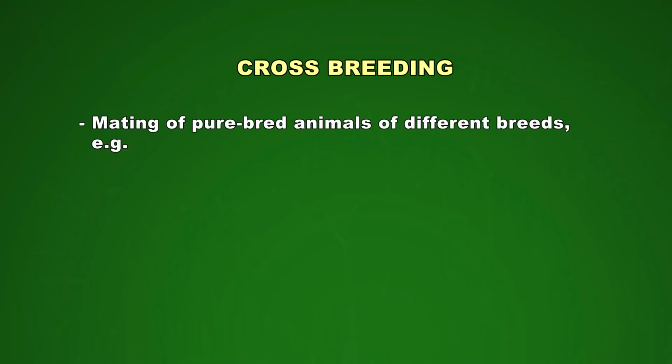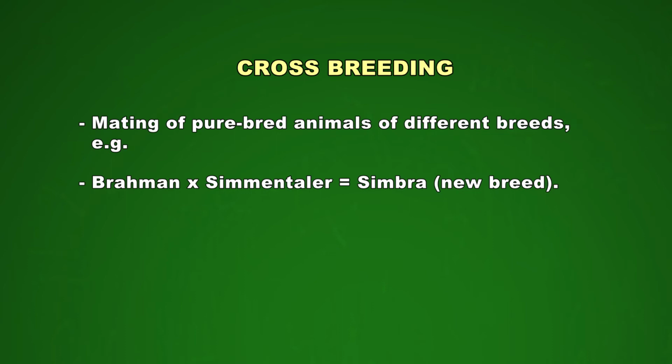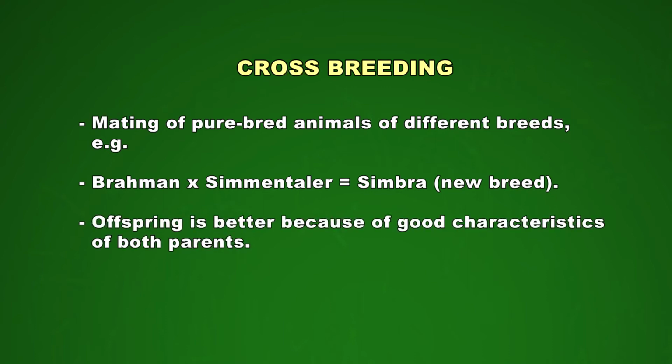Crossbreeding. Crossbreeding is the mating of purebred animals of different breeds. Example, when a Brahman bull mates with a Simmental cow, the offspring is a new breed called a Simbra. The offspring of crossbreeding are known as hybrids. The offspring in a crossbreeding system is better than one of the parents, as it inherits characteristics from both parents.